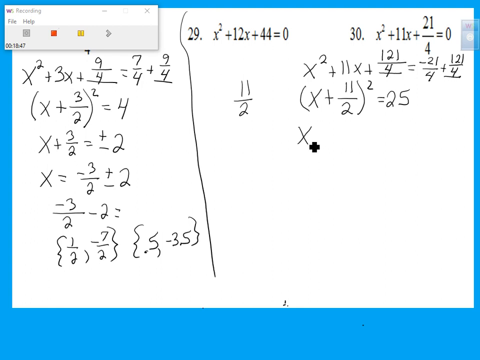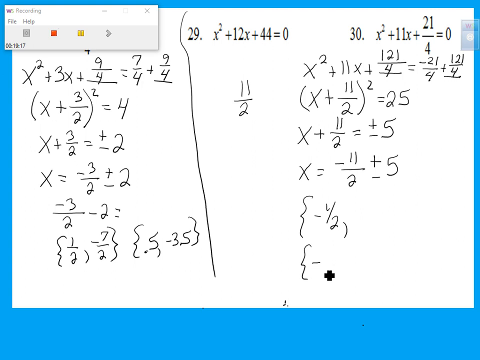Let's square root both sides. So I got x plus 11/2 equal positive or negative 5. Looks like x will be negative 11/2 plus and minus 5. Now just use your calculator. Negative 11 fraction key 2 plus 5, and you're going to get negative 1/2 or negative 0.5. And then negative 11/2 minus 5, and you're going to get negative 21/2 or negative 10.5.